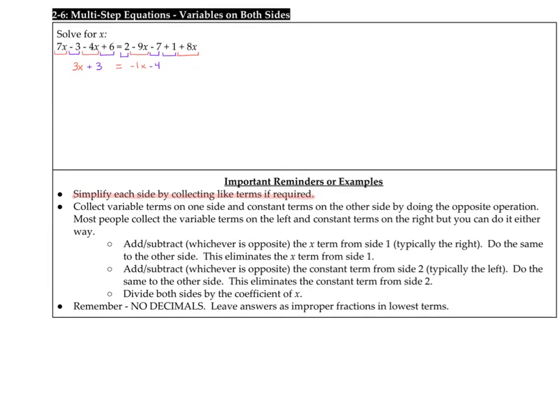So the next thing you're going to do is to collect the variable terms on one side and the constant terms on the other side by doing the opposite operation. Most people collect the variable terms on the left and the constant terms on the right, but I recommend doing whatever keeps the x term positive. So add or subtract, whichever's the opposite, the x term from side 1 and do the same to the other side.